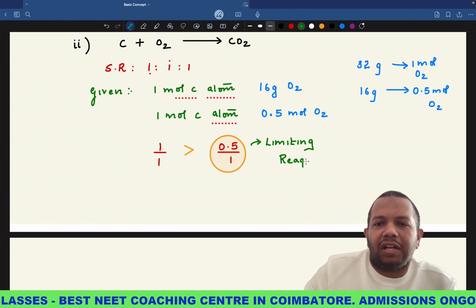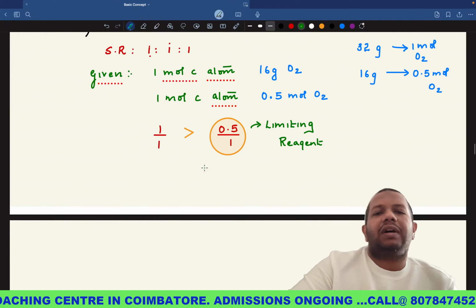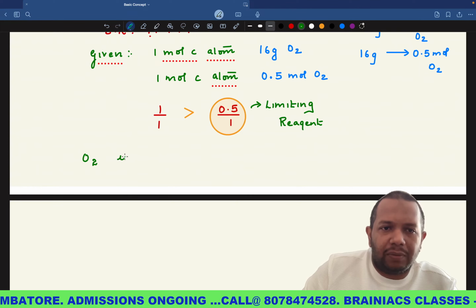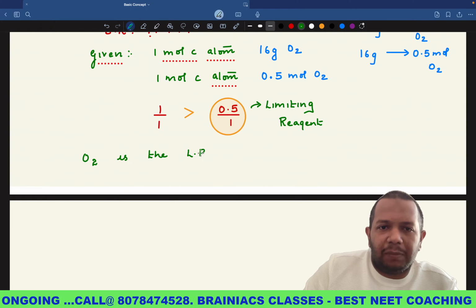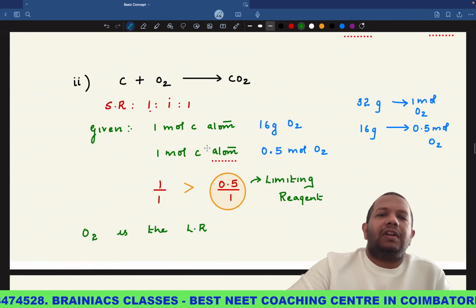Okay, and we know that this corresponds to whom? This corresponds to oxygen. So I can say in this reaction O2, oxygen, is the LR. LR means limiting reagent. So tell me, sir, how to find the limiting reagent?